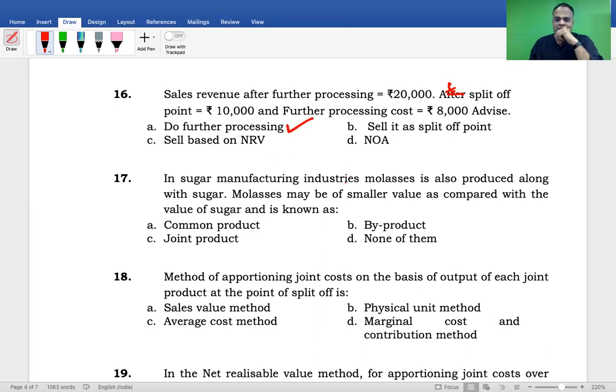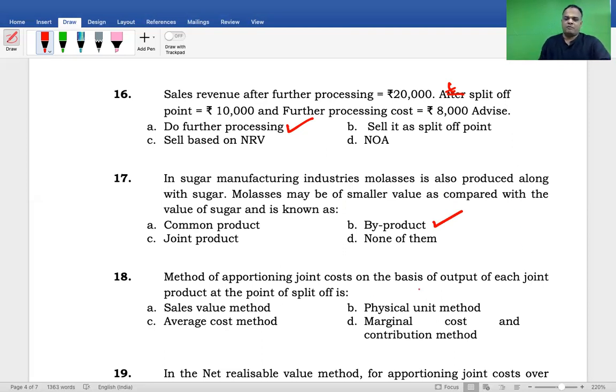In the sugar manufacturing industry, molasses is also produced along with the sugar. Molasses may be of smaller value as compared to the value of the sugar, and it is known as a common product, byproduct, joint product, or what? Not byproduct. Next.